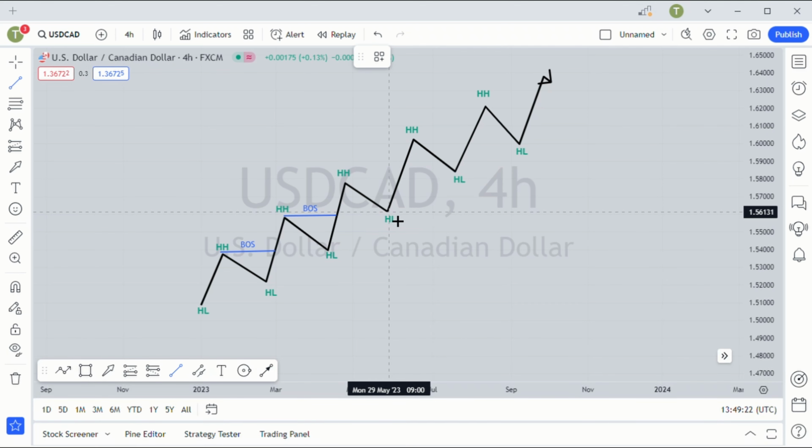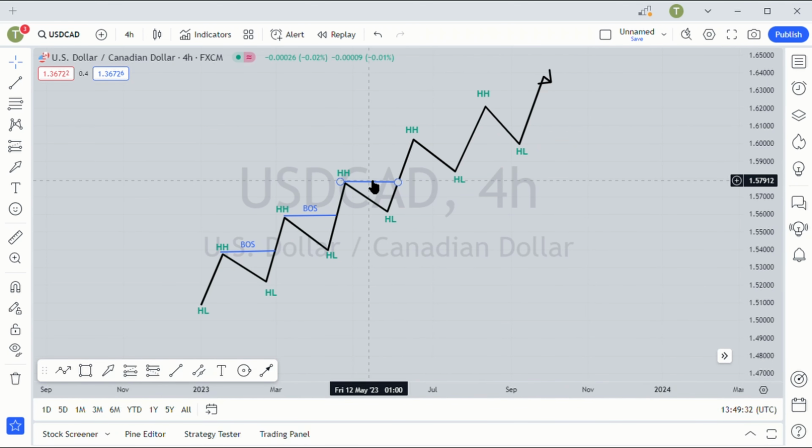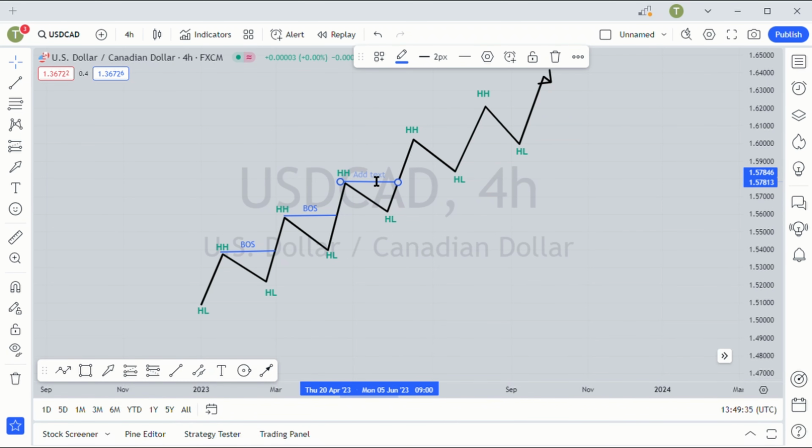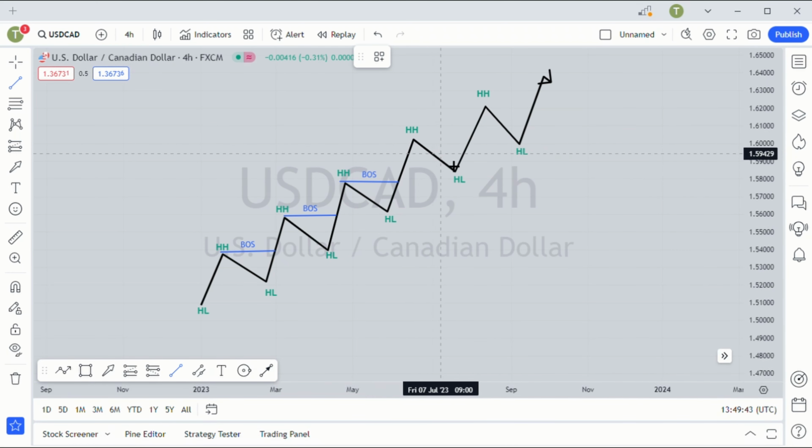This higher low gave us a higher high, which is higher than the previous higher high, which resulted in a break of structure. A break of structure means that the previous high got broken by the current high, resulting in a higher high, and this higher low is higher than the previous higher low.